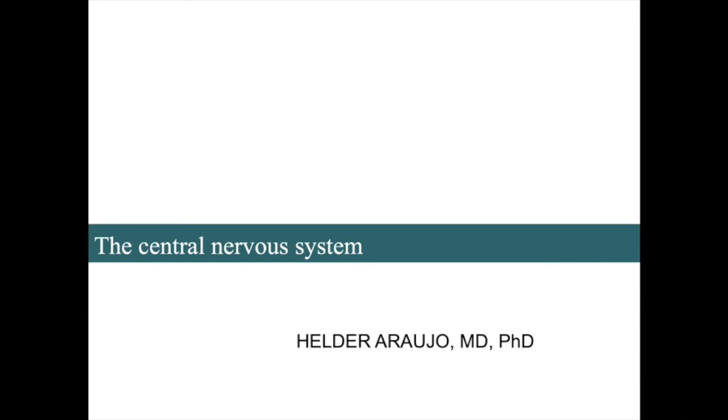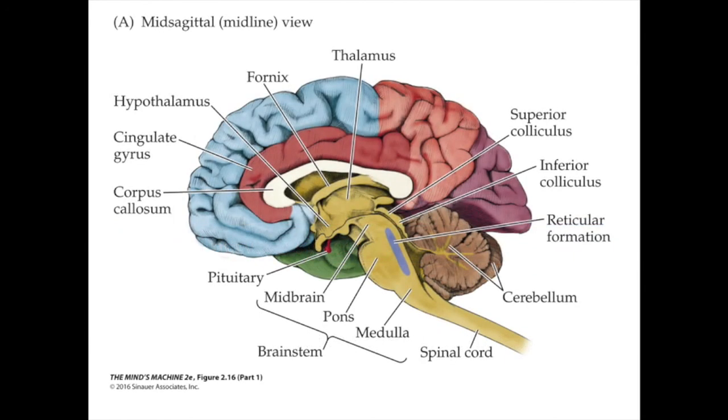So today we are going to speak about the central nervous system. And here is a mid-sagittal or a midline view of what we discuss about the central nervous system. We already spoke about the spinal cord, so you see that the spinal cord continues into the brain stem, and then you have the thalamus, and you have the midline view of the one hemisphere.